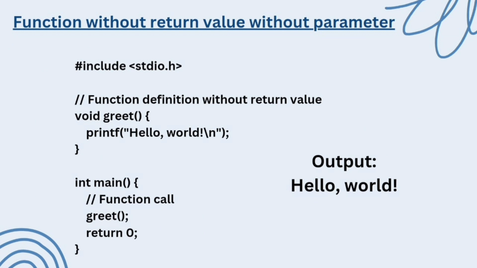Since you've already passed, you need to call the function in the main function. So you're calling the greet and returning 0. Hence it directly gives the output hello world. This is very simple and easy to understand. In this particular function, the function declaration is given by using the return type void because it does not return anything.